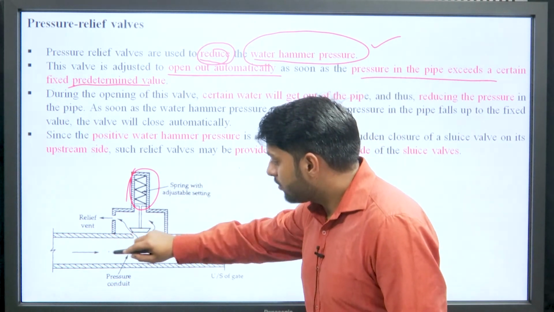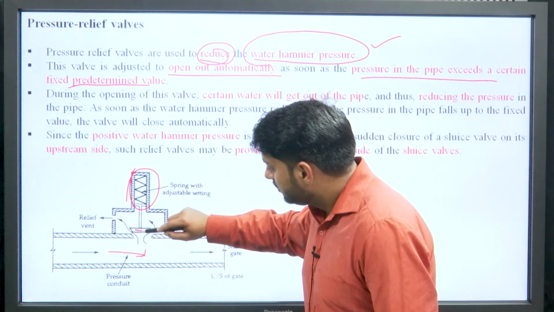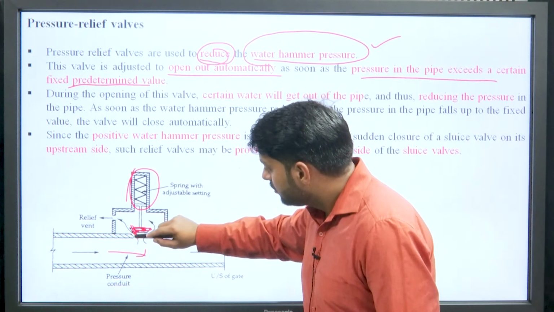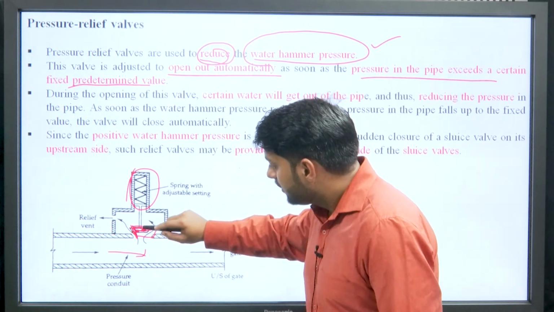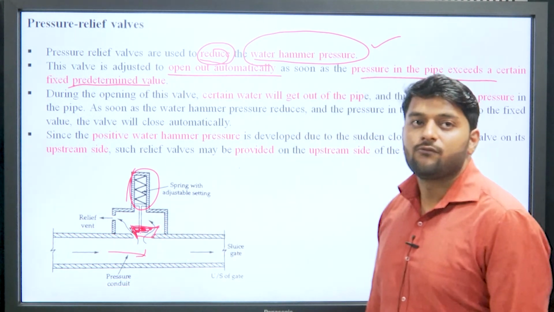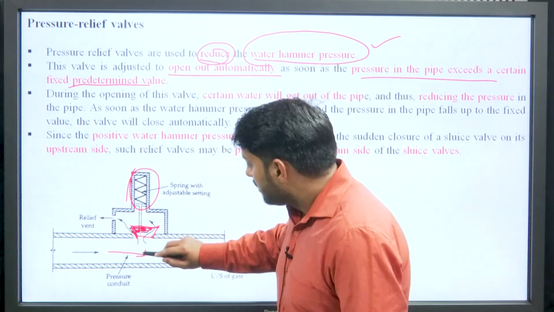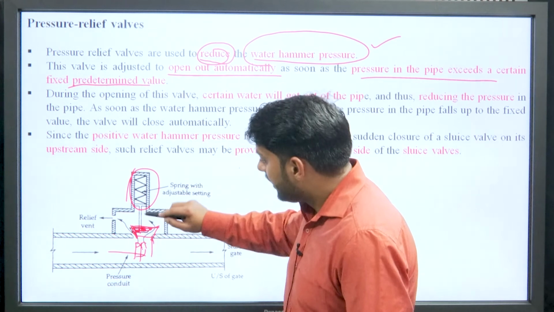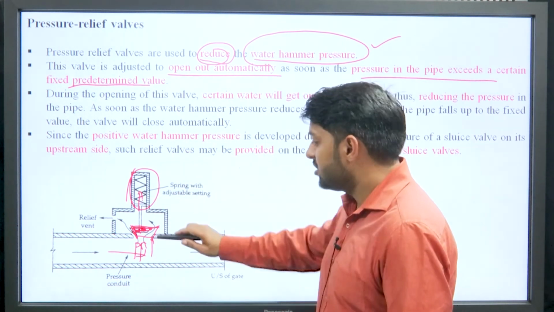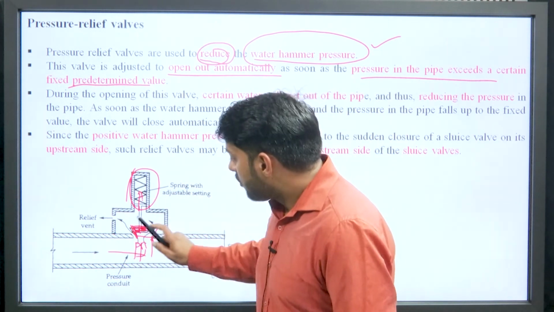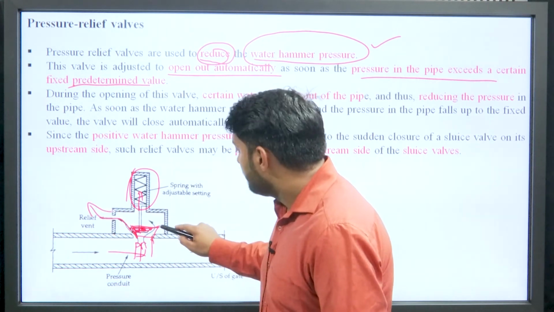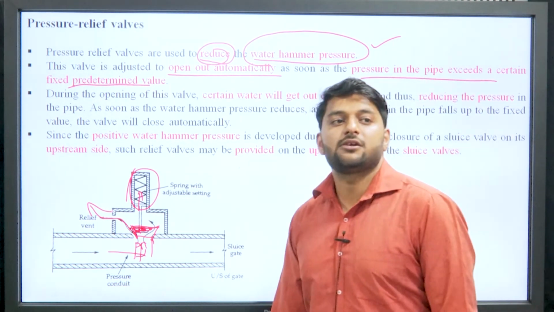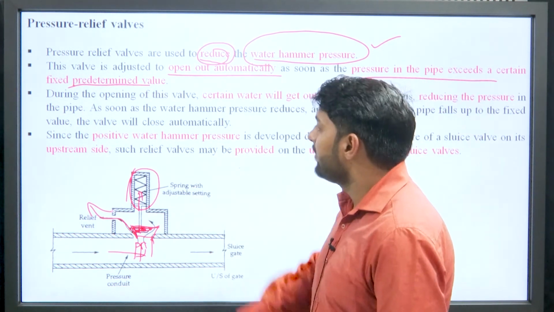So, when there is a normal flow, what will happen? This section will close the pipe. As the pressure rises, what will happen? The water applies pressure on the plate and the spring moves upward. As the spring moves upward, the valve opens, and from this opening the water will move outside, reducing the pressure. After the pressure is reduced, the valve automatically closes.